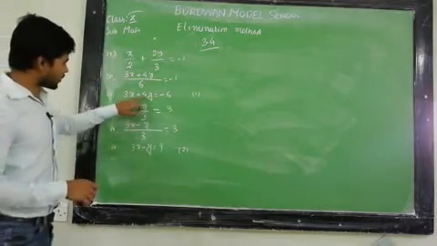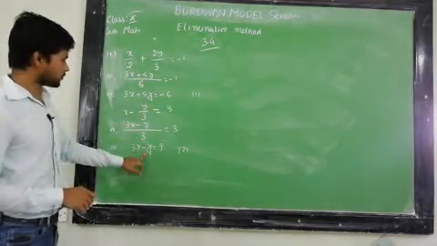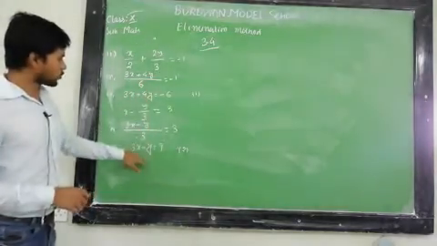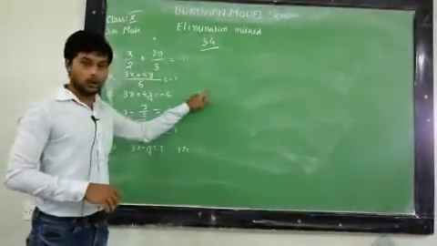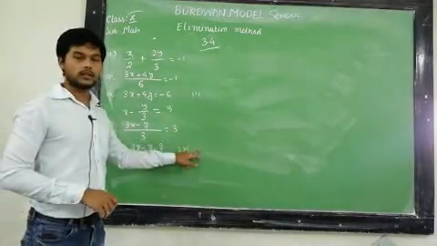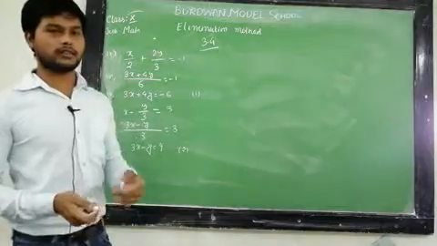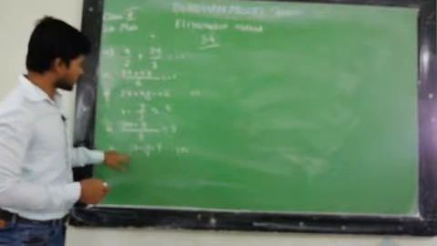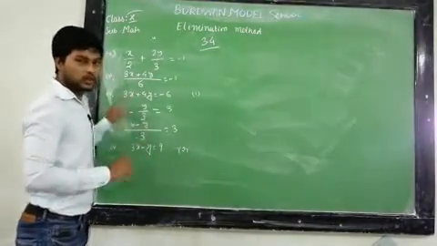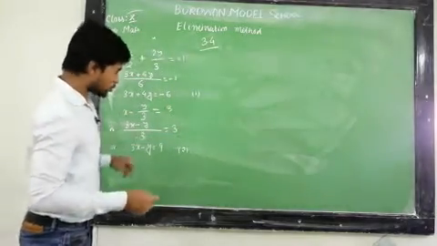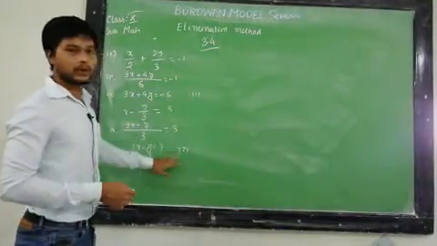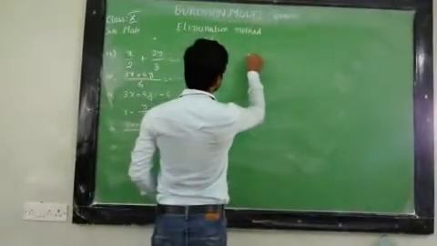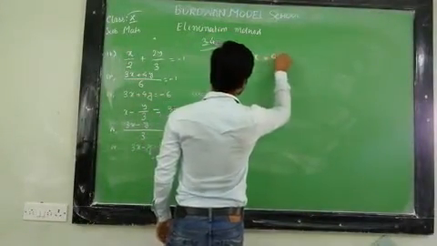Now look, the coefficient of y is 4 and here the coefficient of y is 1. So if you want to eliminate y, we have to multiply the second equation by 4. But instead of eliminating the variable y, if you eliminate the variable x, you can see that here the coefficient of x is 3 and here also the coefficient of x is 3. So we have no need to multiply the equations by any numbers.